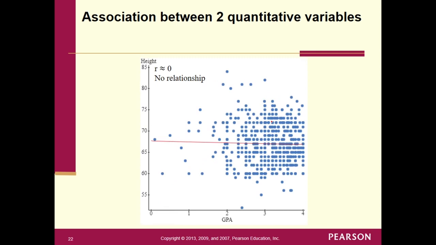How about if you had our big ball of nothing? Here's our big ball of nothing. Really no trend, the trend line's going roughly straight across. What is that going to give us for a correlation? Roughly 0, so no relationship. And here we have GPA versus height. Do you think a person's height has anything to do with their GPA and vice versa? No, I don't think so, and there it shows it.